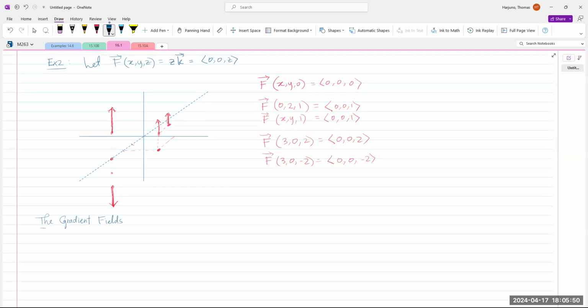We learned the word gradient already. Let f(x, y, z) be given, in three dimensions. Then the gradient of this f is a vector whose x component is the partial of f with respect to x, the y component is the partial of f with respect to y, and the z component is the partial of f with respect to z.